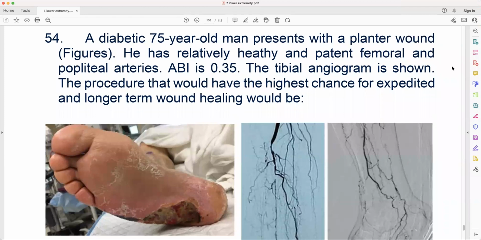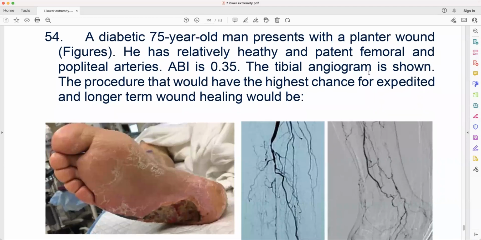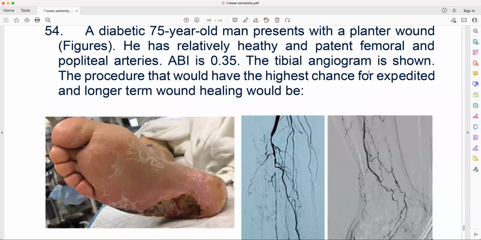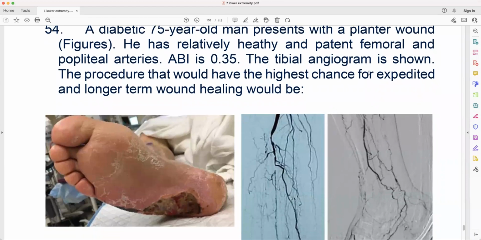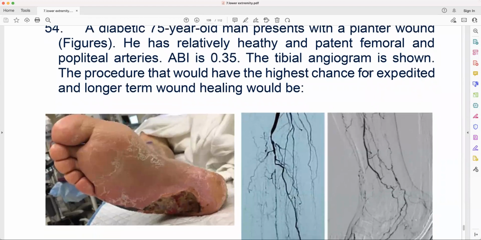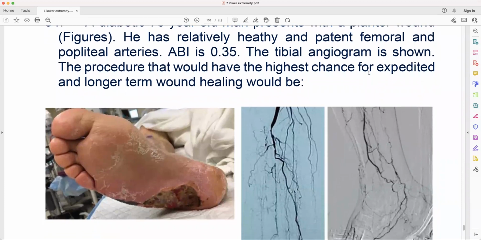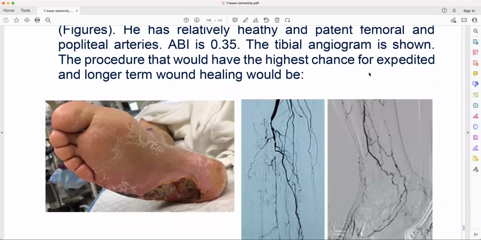Okay. A diabetic 75-year-old man presents with a plantar wound. He has relatively healthy and patent femoral and popliteal arteries. ABI is low, 0.35. The tibial angiogram is shown. The procedure that would have the highest chance of expedited and longer-term wound healing would be.